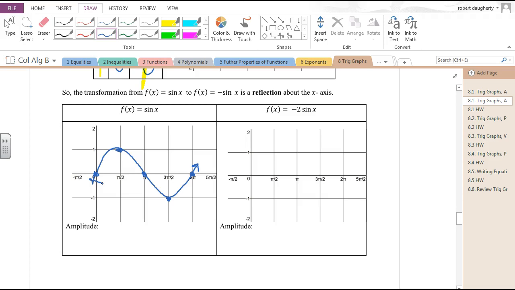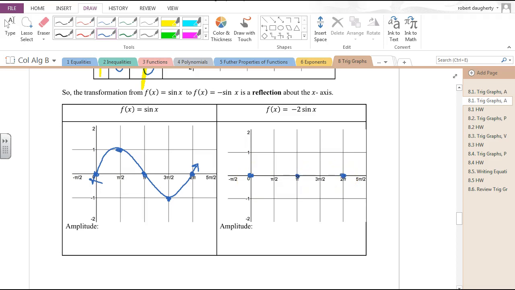Now, I need to graph negative 2 sine of x. That means everything's multiplied by what? Negative 2. What happens when you multiply 0 by negative 2? You get 0. So when I multiply 0 by negative 2, I still stay at 0. This graph starts at 0. It ends at what? 0. Halfway in between, it's what?